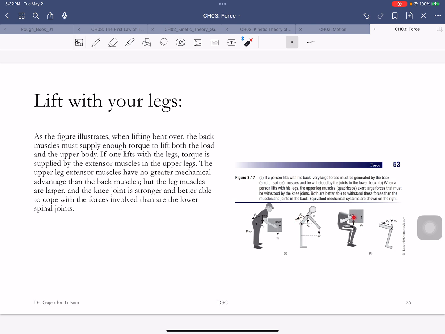On the other hand, if you lift with your legs, so to speak, the weight is close to the pivot point, and this is providing a clockwise torque, and this muscle is contracting and providing the counterclockwise torque. The muscle can bear a large force, and anyway, its moment arm is small. So this is the best way to lift an object. Lifting it with your back puts a huge strain on your back.